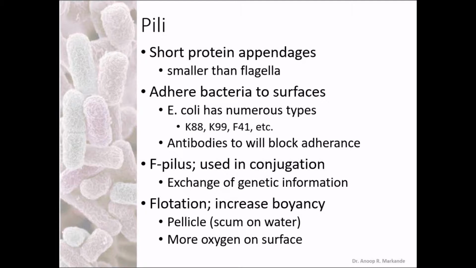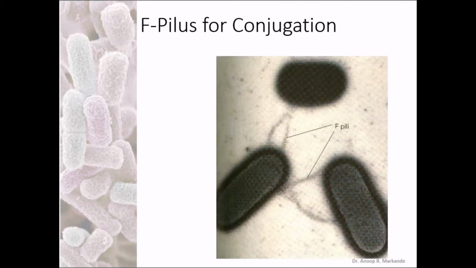F pilus is one of the famous pili known, which is used for conjugation or exchange of genetic information. Pili are also helpful for bacteria in flotation by increasing the buoyancy. These are the ones which are responsible for pellicle formation and the presence of higher oxygen on the surface. As can be seen in this image, the F pili are occupied with respect to their function as genetic transfer in a conjugation.